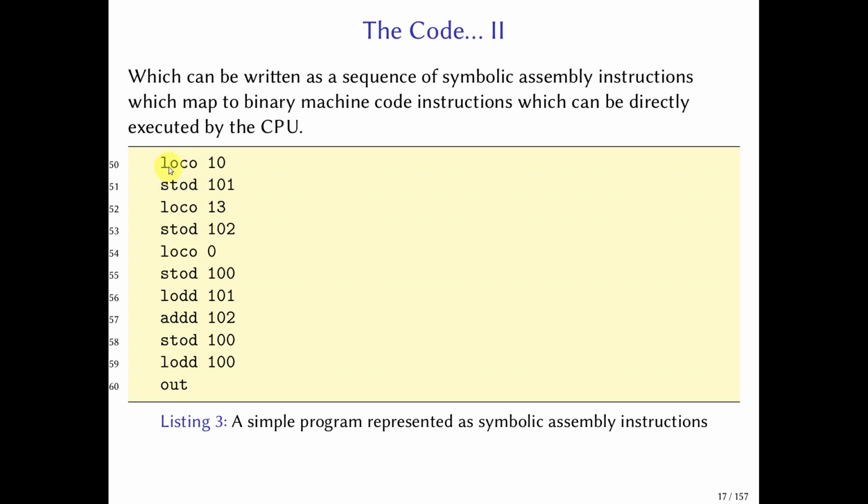So we can see that, for example, you've got a first machine code instruction in its assembly form which reads loco 10, the second one reads stod, store direct 101, and then loco 13, and then stod 102, and loco 0, and then stod 100, and then lodd 101, and then add 102, and then stod 100, and then lodd 100, and then out. Now we don't know what any of these mean. We might be willing to hazard a guess that add, with the 3 Ds, has something to do with addition, but the rest of them are not going to be obvious to us.